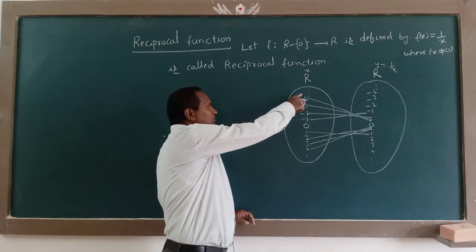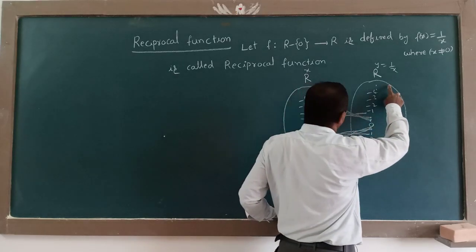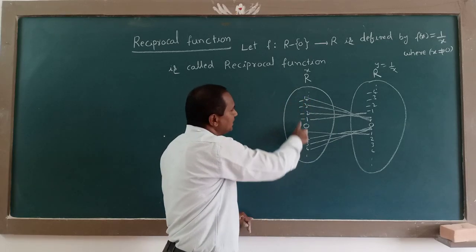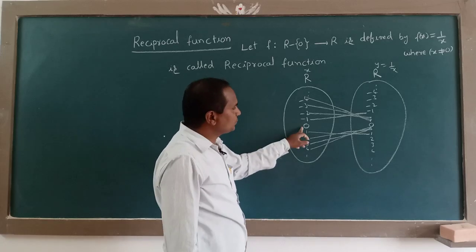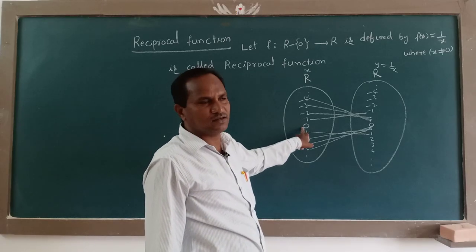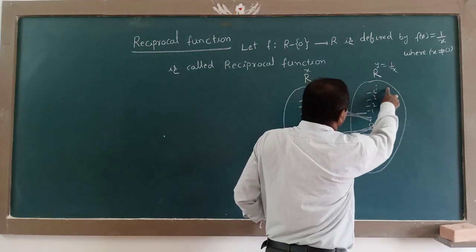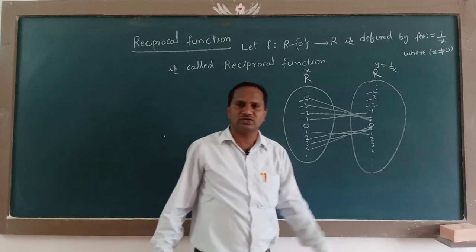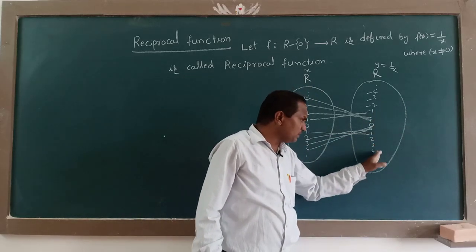Domain is equal to set of all real numbers. Codomain is set of all... Domain is equal to set of all non-zero real numbers. Here we should not take 0. Here codomain is set of all real numbers. Range is set of all non-zero real numbers. Those numbers will come here also.